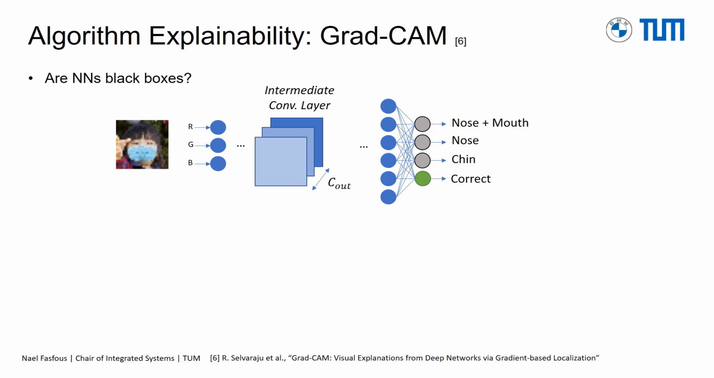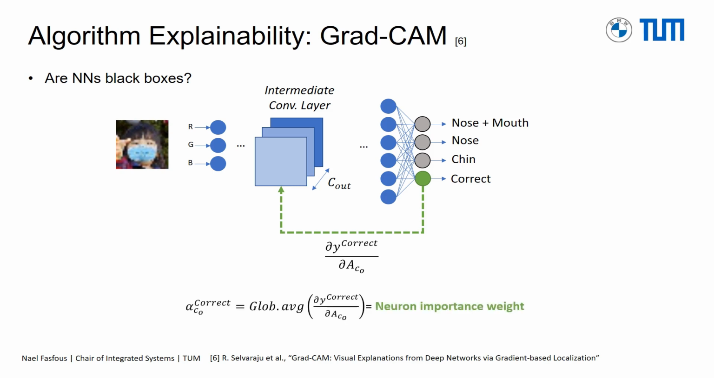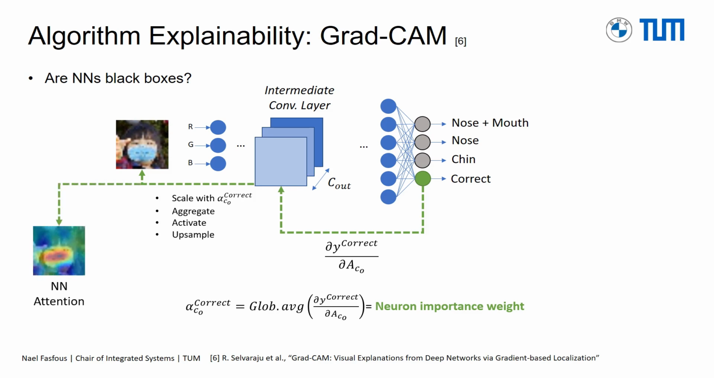Now, let's take a look at algorithm explainability. In this case, we feed our convolutional neural network with a particular input image, for which we get a corresponding output, in this case, the correctly worn mask class. We can compute the derivative of the prediction with respect to the activations of our intermediate conv layer, which gives us the neuron importance weight. With these alphas, we can scale the output feature maps, aggregate them, activate and upsample them, and apply them back onto the input image to understand where that layer was focusing with respect to that decision. This way, the neural network does not need to be a black box, and we can better understand the decisions that it makes as well as its learning patterns.